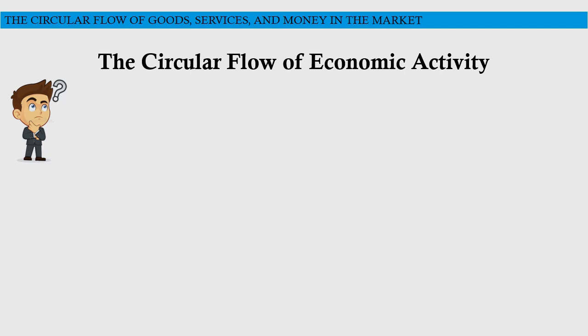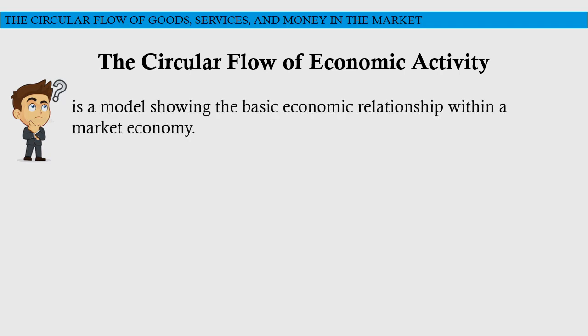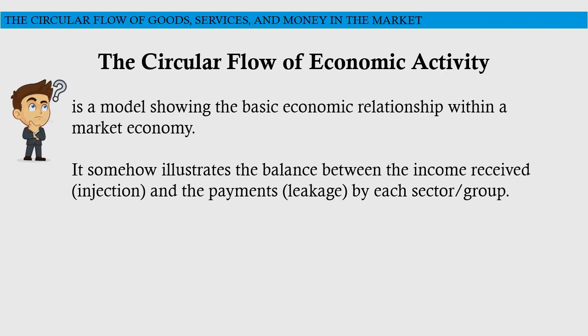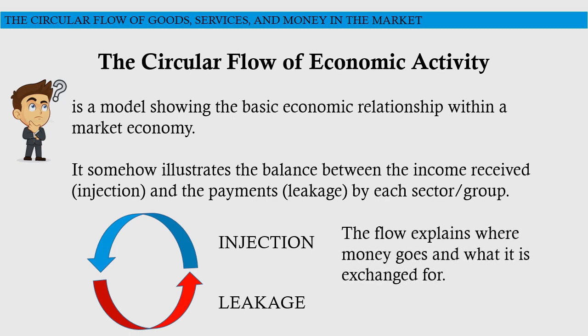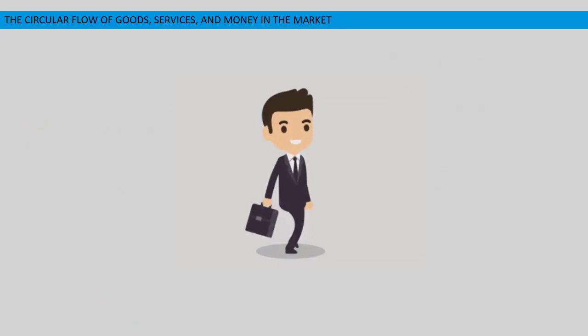Before going through, let us first define what the circular flow of economic activity is. It is a model showing the basic economic relationship within a market economy. It somehow illustrates the balance between the income received and the payments by each sector or group. The flow explains where money goes and what it is exchanged for. Let us walk through this circular flow step by step.